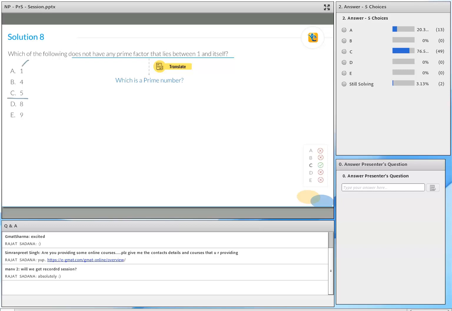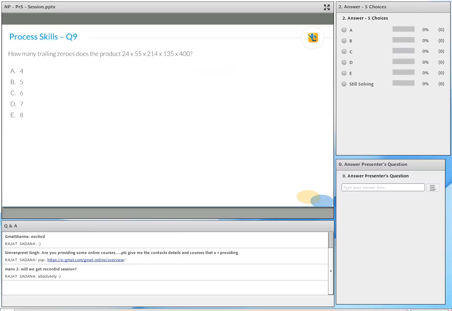Now again, 1 is neither prime nor composite. So again, translation is the most important thing. And if you think about it, this is the definition of a prime number, right? So the question could have been straightforward: which of the following is a prime number? But over here, the thing that we are trying to test you on is, can you translate information correctly? That's what this question is testing. Now, how many trailing zeros does this product have? Another example of translate.